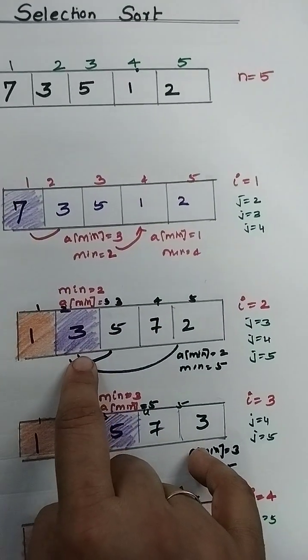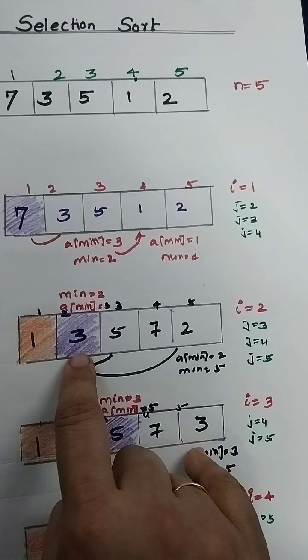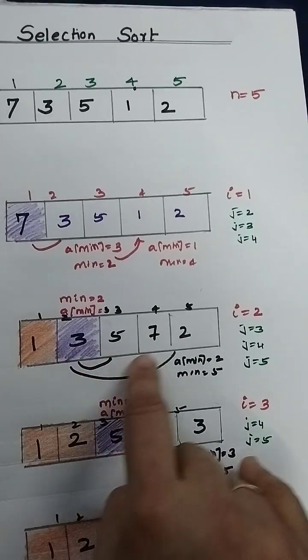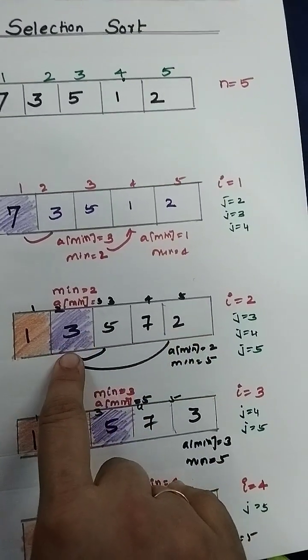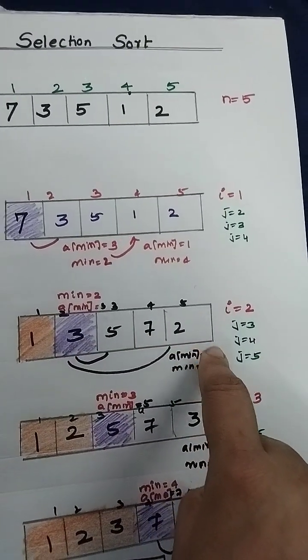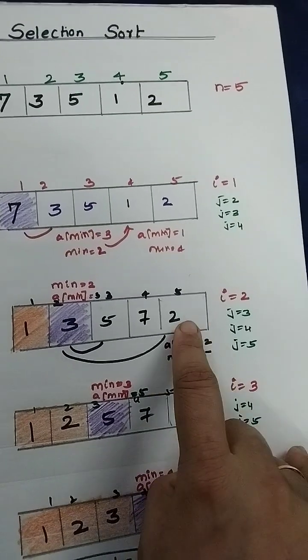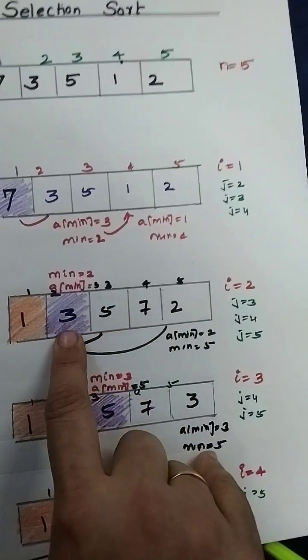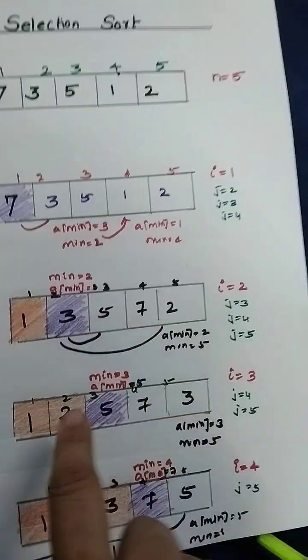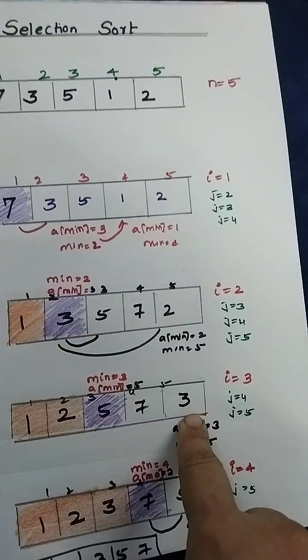Now we have to take the second element as minimum. The second element is 3. 3 is compared with 5, 3 is compared with 7, 3 is compared with 2. When 3 is compared with 2, 2 is less than 3, so minimum becomes 2 and your minimum position becomes 5. The second element is swapped with the minimum element, that is, 2 comes here and the second element goes here.